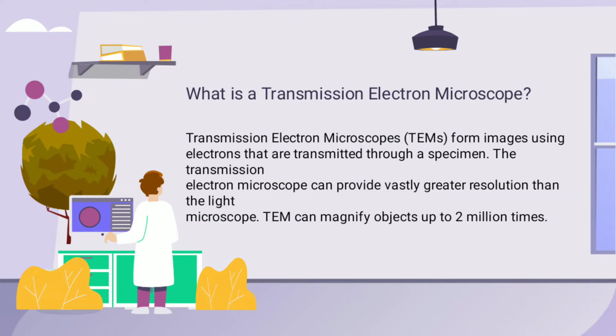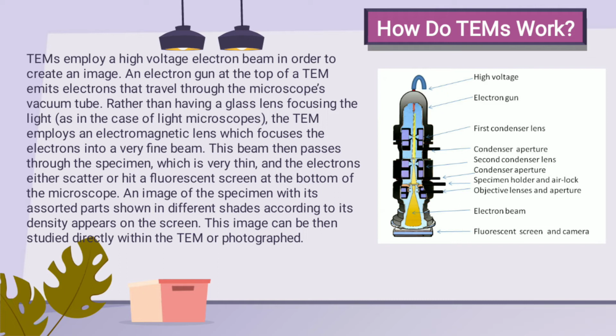The transmission electron microscope can provide vastly greater resolution than the light microscope, and it can magnify objects up to 2 million times. So it is no wonder that transmission electron microscopes have become so valuable within the biological and medical fields. Now the question is, how do transmission electron microscopes work?